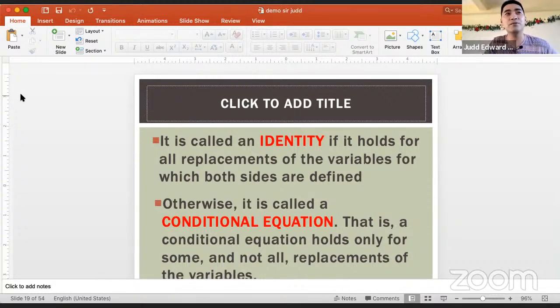So, ibig sabihin po nun ay hindi po pwede na sabihin natin na identity siya kung sa 2 o 3 values lang siya nagiging magkamukha. Kung naging ganun po yung result ng sagot natin, might as well consider it as conditional. Okay? Pag conditional kasi minsan may mga values talaga na sa tingin mo nung una ay identity, pero lalabas siya na pag tinest mo yung iba pang values na mas madami, lalabas siya talaga na conditional equation siya. So let's have an example.